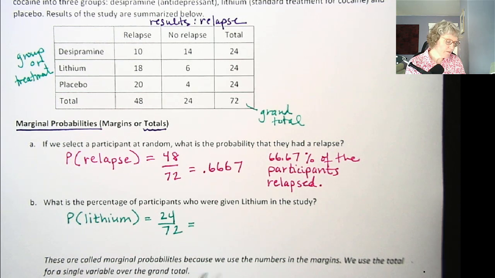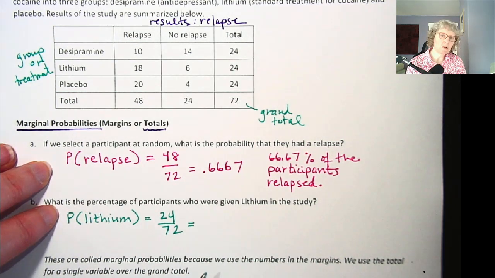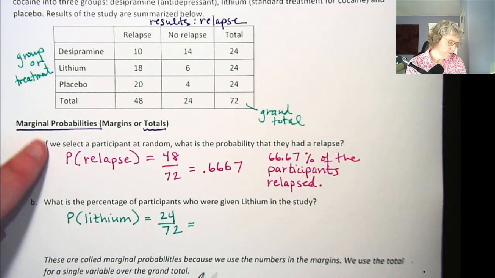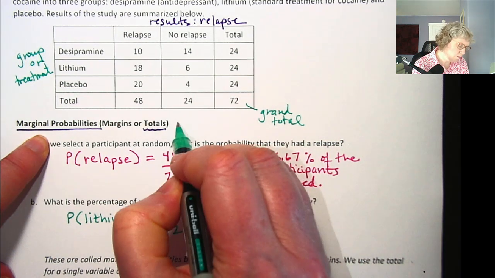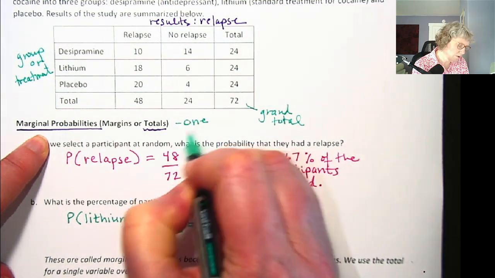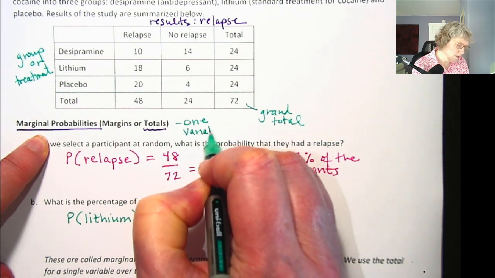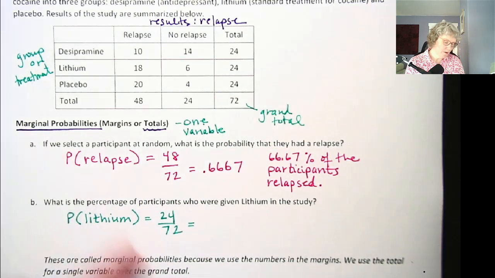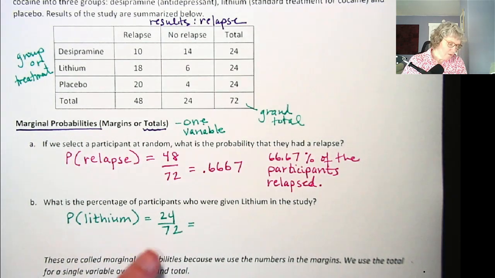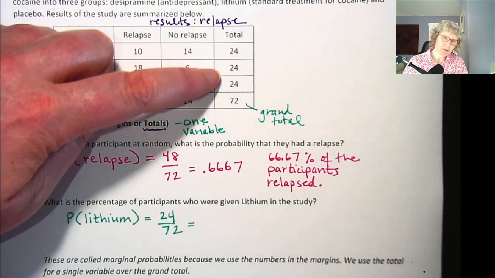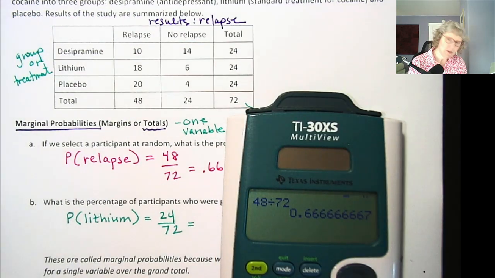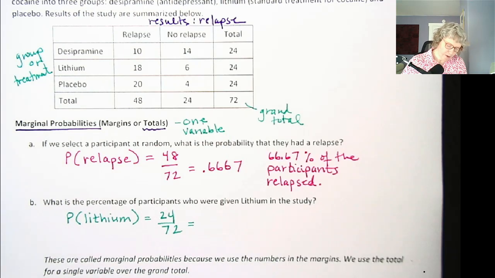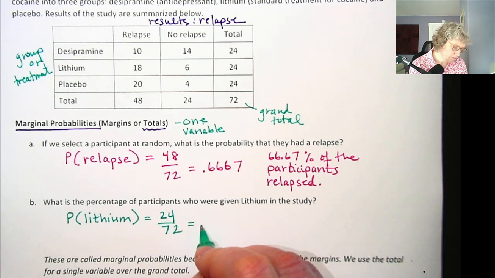Okay, so you might notice both of these only used one variable. So that's one thing that's unique to marginal probabilities. We're just looking at one variable. They didn't mention anything about the other variable. Okay, you might know if you saw this as 24, 24, 24, you might know what proportion that's going to be. 24 out of 72, yep, should be 1/3, 0.3333.